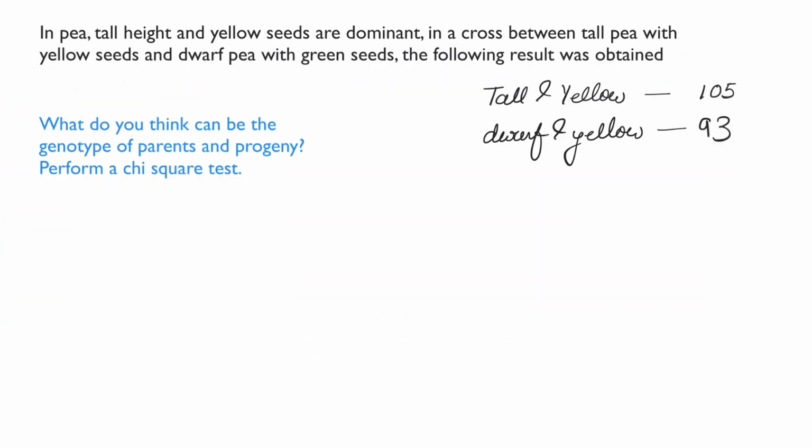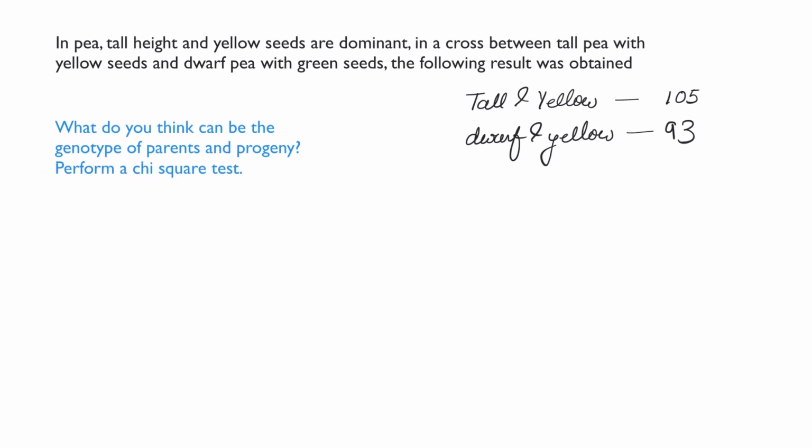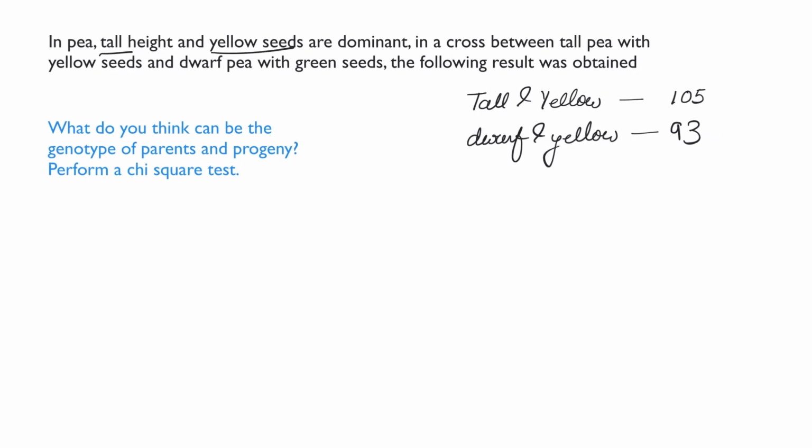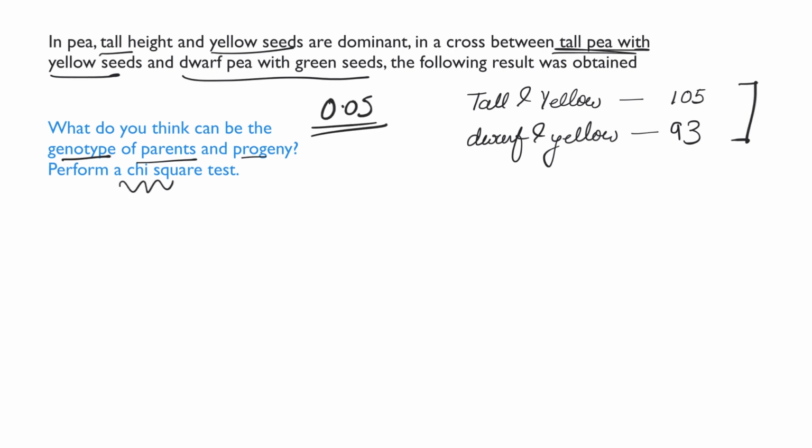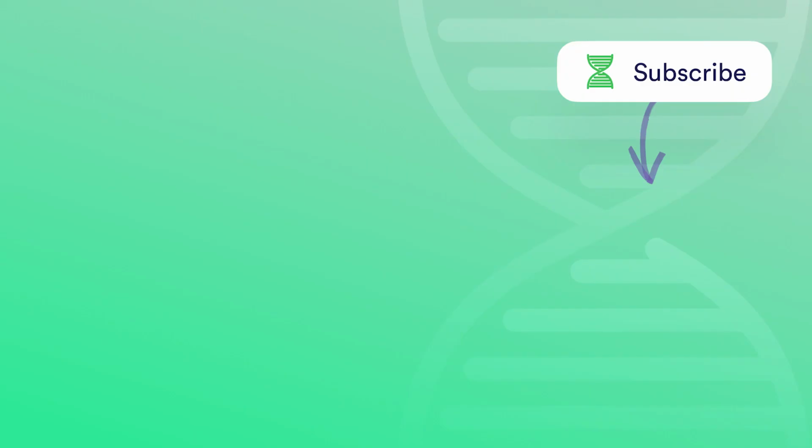Now let us try to practice using the same. In peas, tall height and yellow seeds are dominant. In a cross between tall peas with yellow seeds and dwarf peas with green seeds, the following result was obtained. So this is the result. Now, again, you have to do the same thing. You have to first figure out the genotype of the parents and the progeny and perform a chi-square test to find out if your assumption is correct or not. Try to use 0.05 as the cutoff mark for this solution. I hope you really understood. I'll leave the answer for this down in the description.